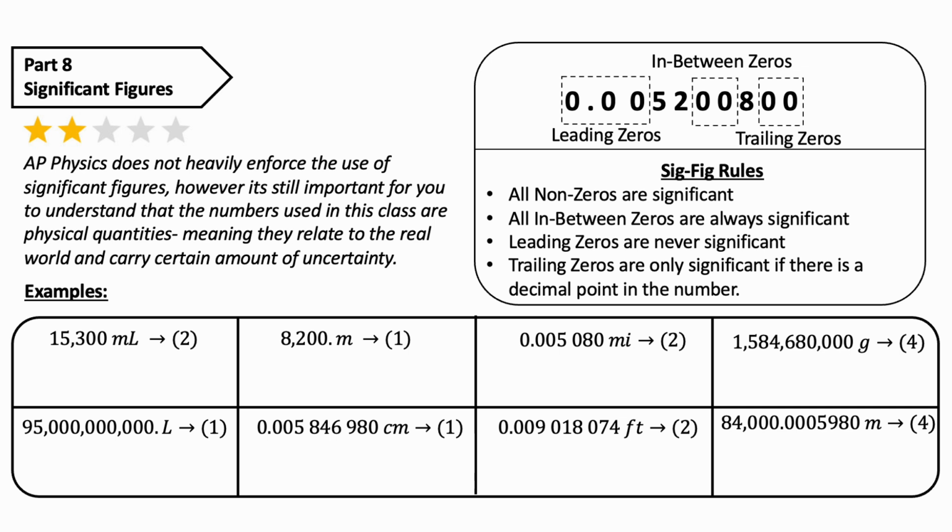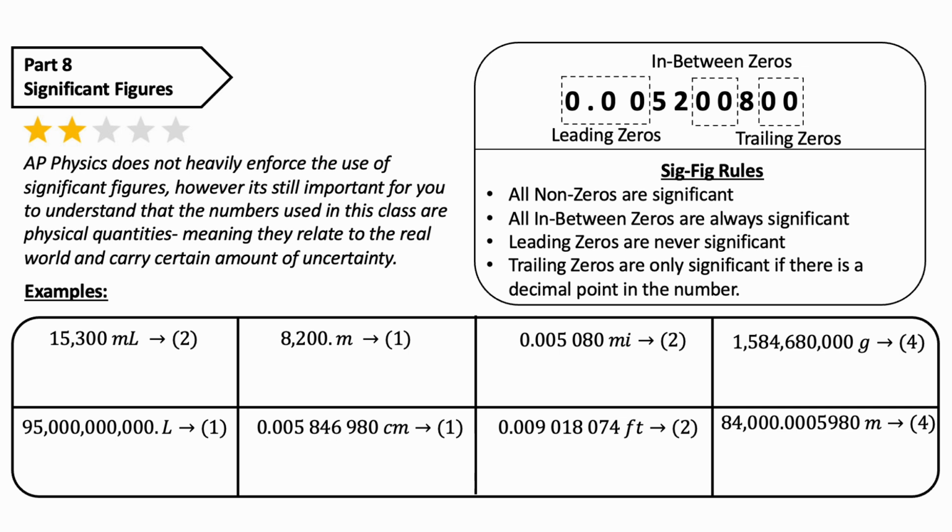So if you've taken another AP Science class or maybe just a regular science class, you likely may have heard of significant figures. Significant figures, I think, are important for all sciences, but AP Physics does not heavily enforce the use of it. You're not going to see many questions like, how many sig figs are in here? They don't require you to correctly round to the correct number of sig figs when you're doing math with certain values.